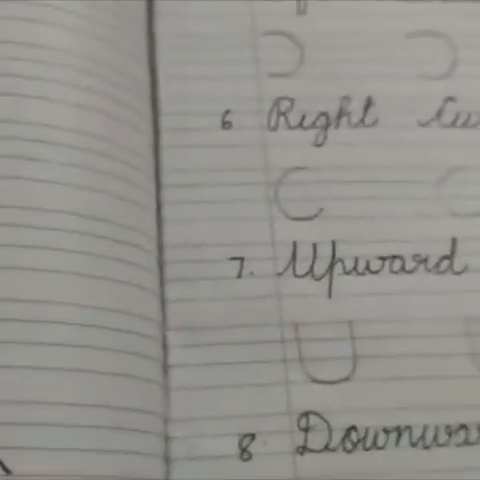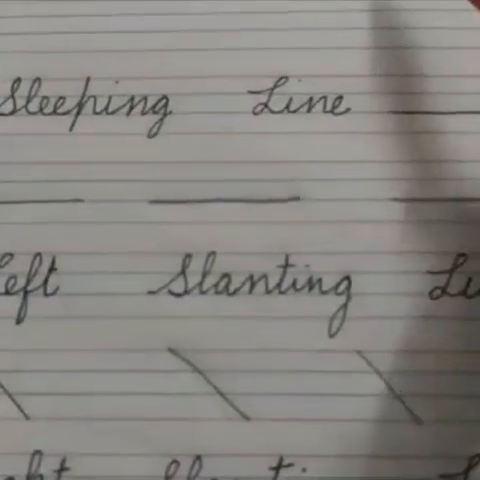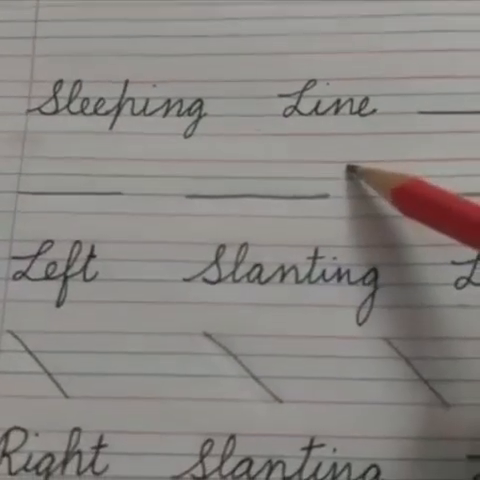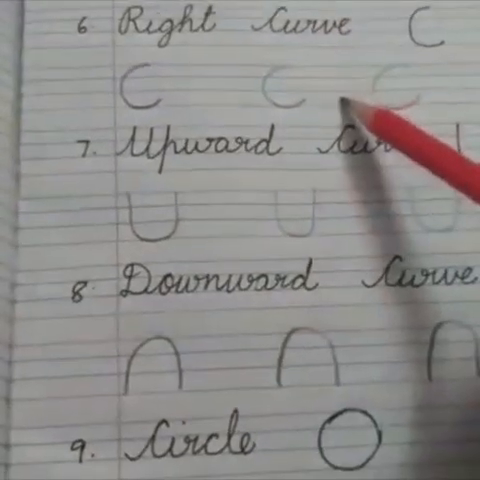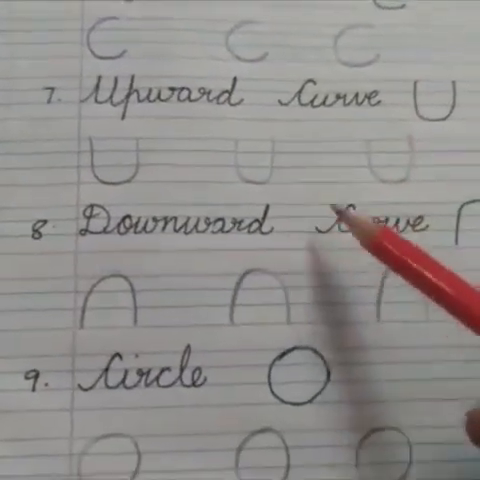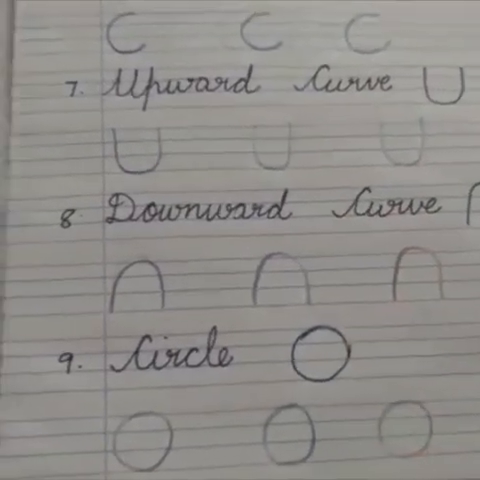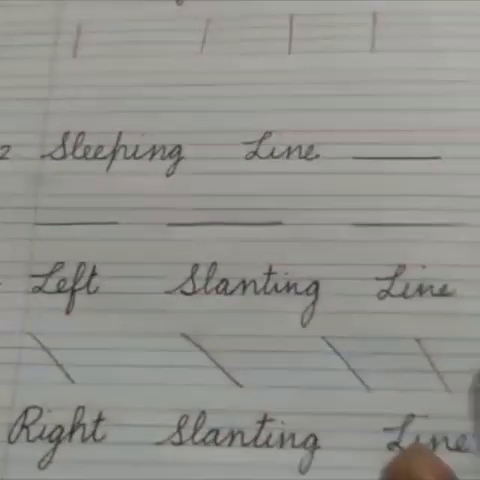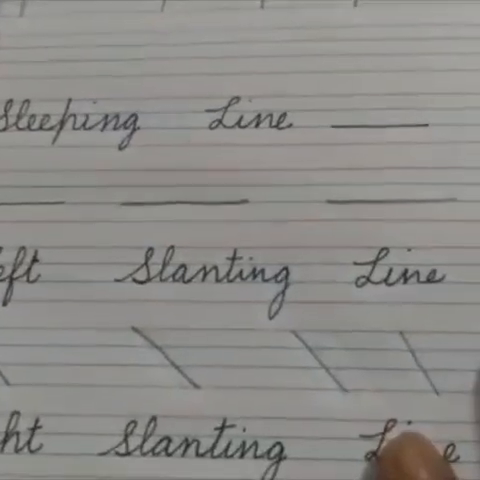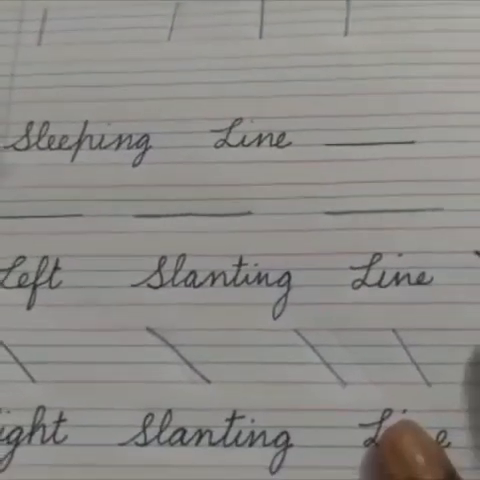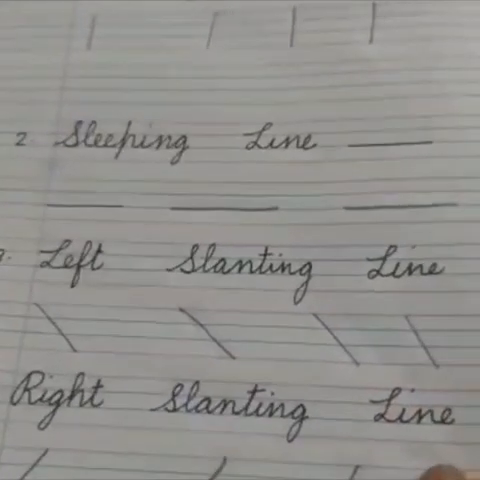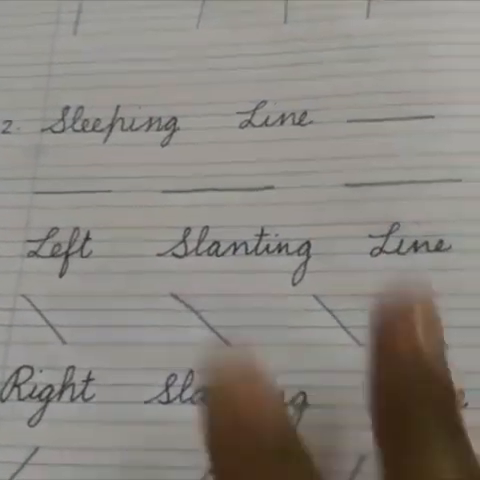So these are some of the basic strokes. First is the standing line, sleeping line, left slanting line, right slanting line, left curve, right curve, upward curve, downward curve and circle. So you will practice all these strokes in your slate first and then in your English copy, your 4 lines ruled English copy.